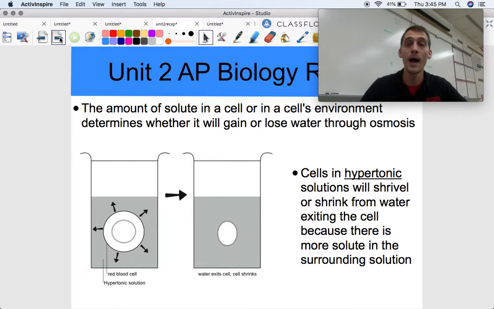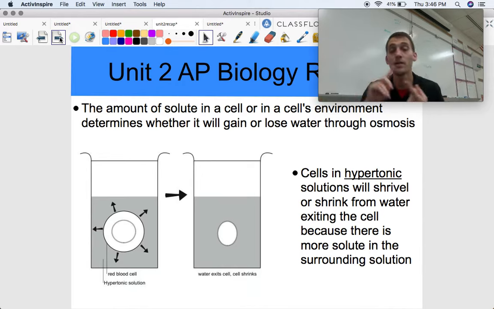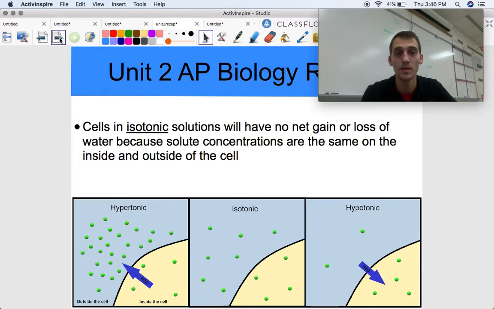Hypertonic is what nobody wants. Cells in hypertonic solutions will shrivel or shrink from water exiting the cell, because there's more solute in the surrounding solution. If there's more solute outside the cell than inside, water is going to follow the solute, and then the cell will shrivel up and die. That's not good for an animal cell or a plant cell. They're both going to shrivel up, or a plant cell will plasmolyze if that happens.